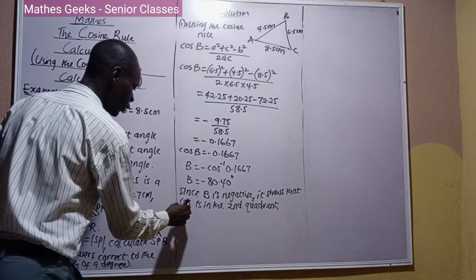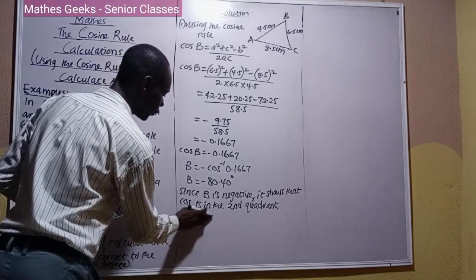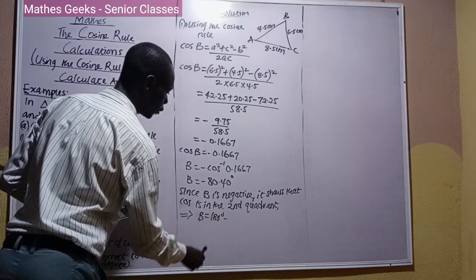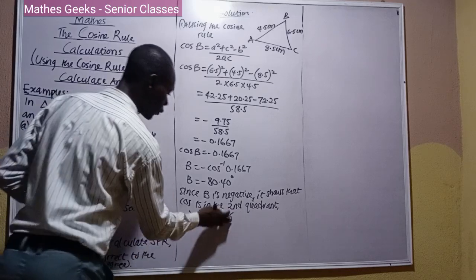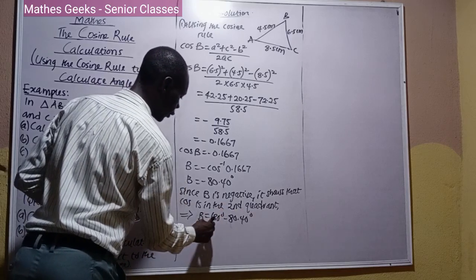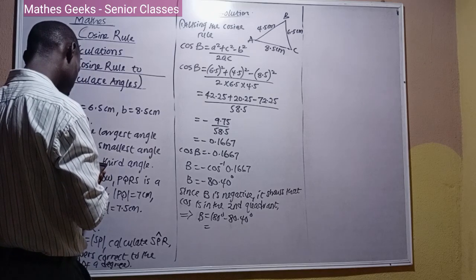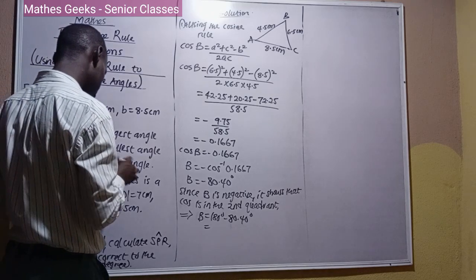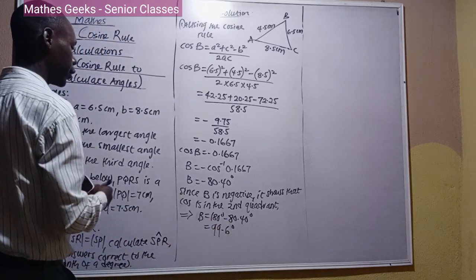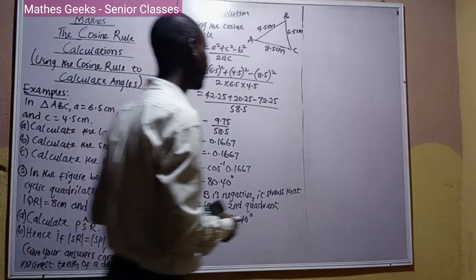So this implies that B is equal to 180 degrees minus 80.40 degrees, which is 99.6 degrees. So that's the value of the largest angle, B.